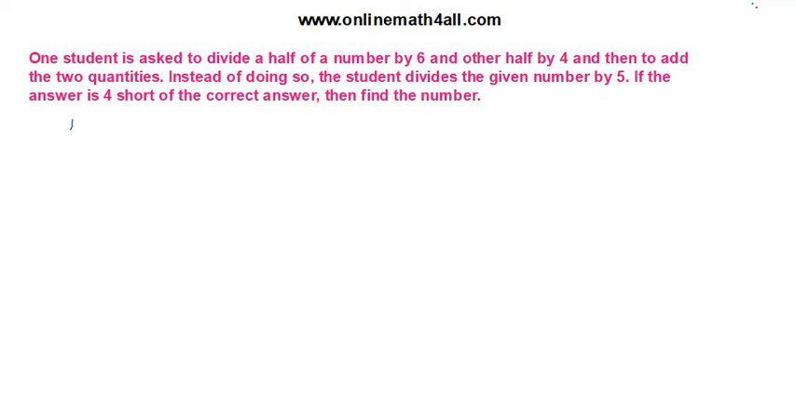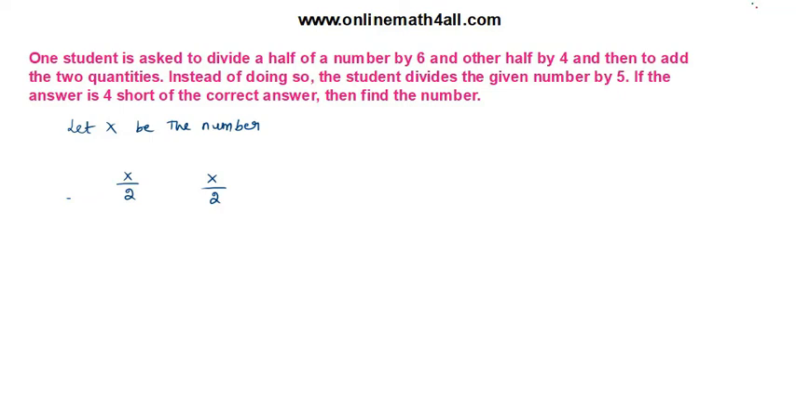Okay, if we have to find the number, we can assume the number as x, that is, let x be the number. Then half of the number x is x by 2, and the other half is also the same, x by 2. Now the original task given to the student is to divide half of a number by 6 and the other half by 4, then add the two quantities.